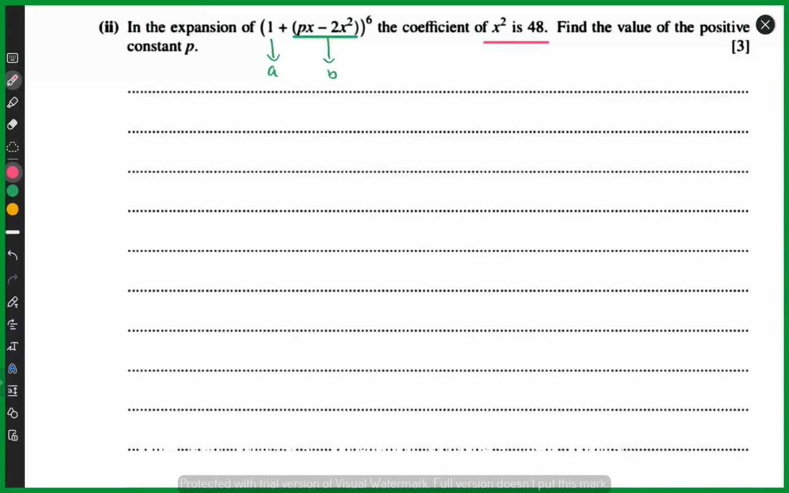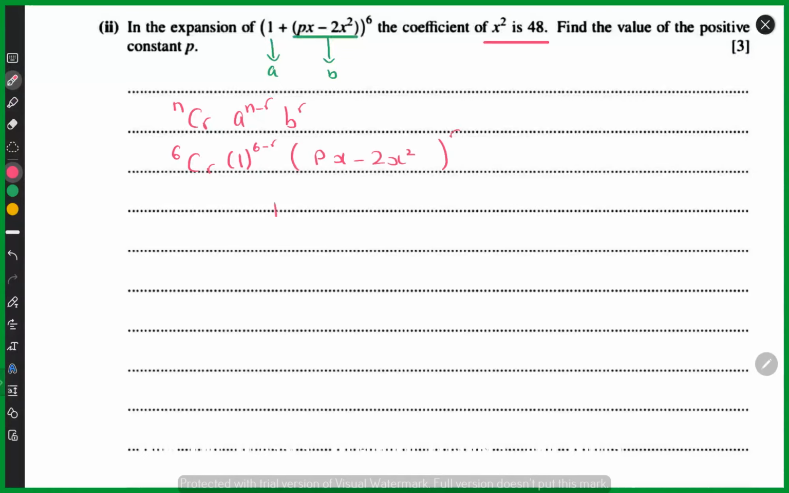Okay, so this is the question. Let's try doing it in the same way, as we have discussed. It is nCr, and then we have a power n minus r, and then b power r. So n is basically 6, 6Cr 1 power 6 minus r, and then px minus 2x squared power r. Let me write it down.